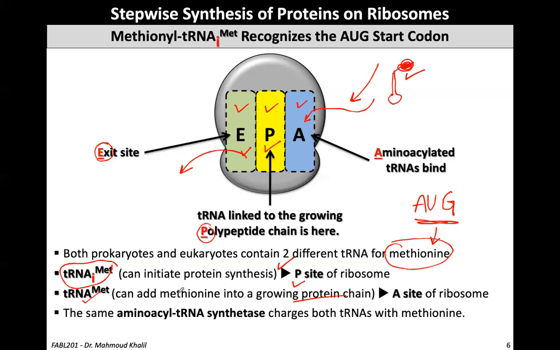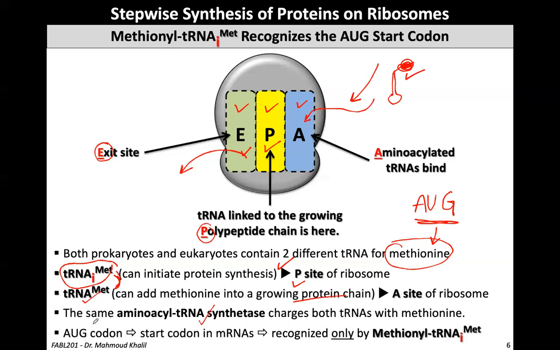So actually, as we understood from the last lecture, the aminoacyl transfer RNA synthetase is responsible for linking the amino acid to the transfer RNA. And since we have two types of transfer RNA, and both of them carry the same amino acid, only one enzyme does the job for both types of transfer RNA. As we said, the AUG codon, which is the start codon in messenger RNA, is only recognized by the transfer RNA I. It cannot be recognized by the normal transfer RNA carrying methionine.